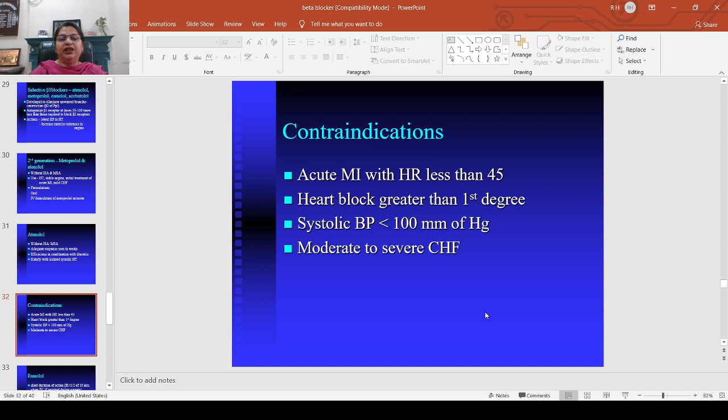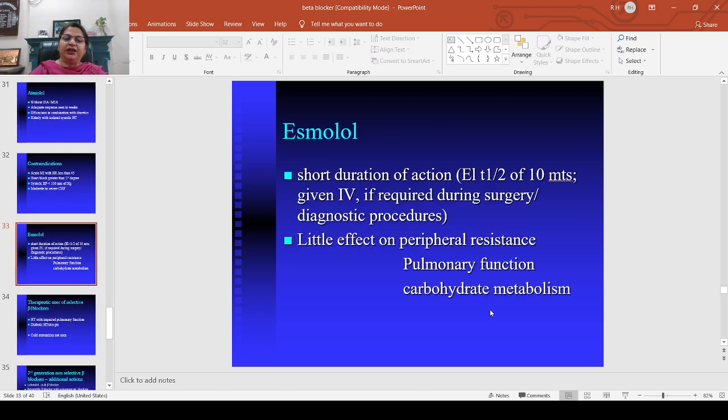These drugs are contraindicated in patients of acute myocardial infarction with heart rate less than 45, heart block greater than first degree, systolic blood pressure less than 100 millimeters of mercury, and moderate to severe congestive heart failure. In all these conditions, atenolol is contraindicated. Esmolol, it has a short duration of action, that is, it has elimination half-life of just 10 minutes.